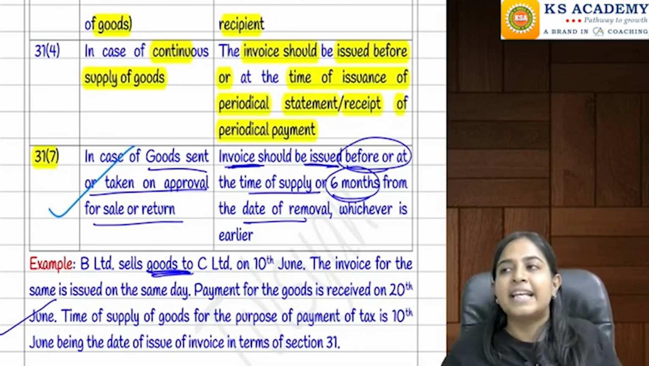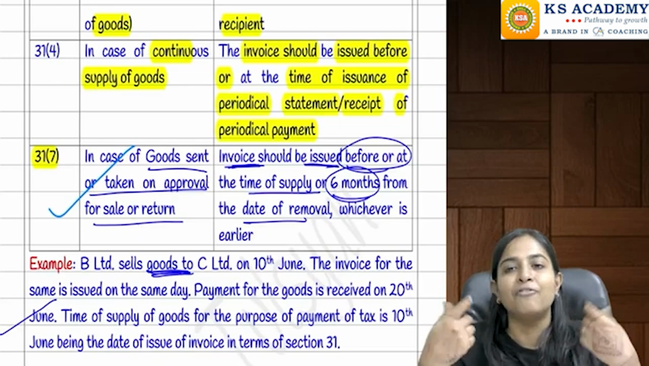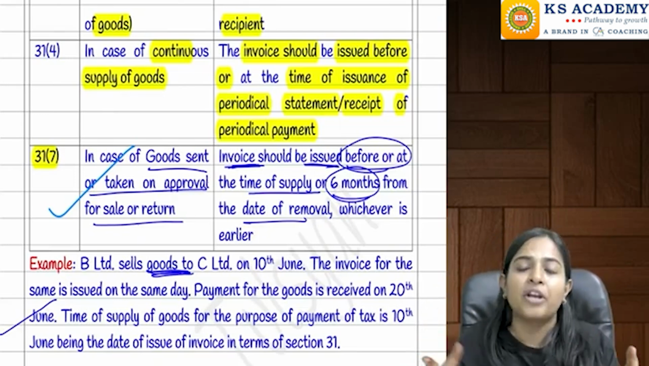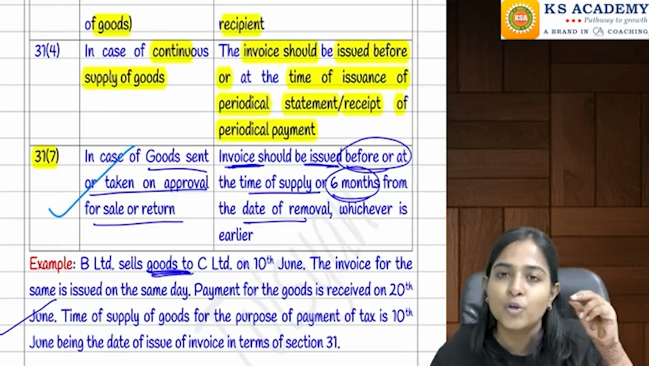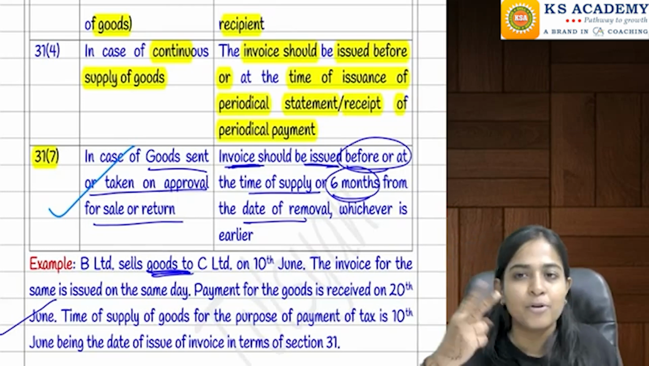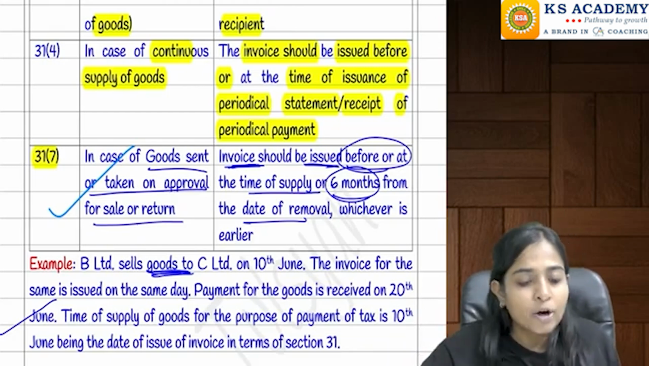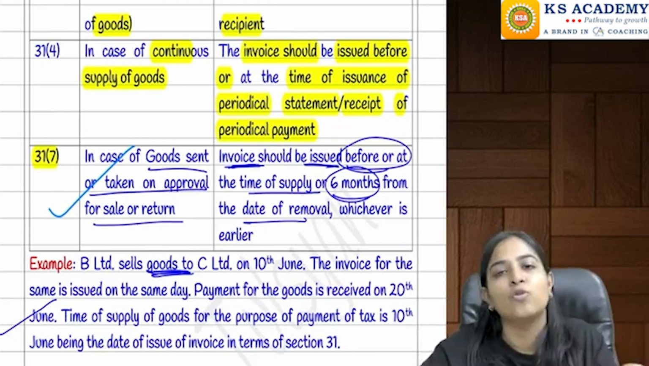In case of goods sent on approval, goods sent on approval for sale or return basis, I give you my goods, I tell you, see the goods, try the goods, and then you decide whether you want to accept the goods or you want to return it. So in that case, there can be only two possibilities. Either you will accept the goods or you will reject the goods. If there is rejection, then there is no supply at all.